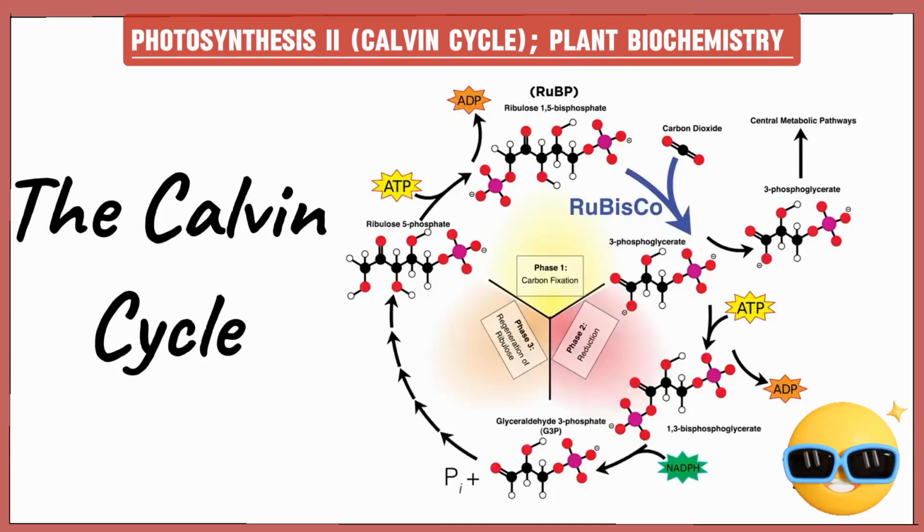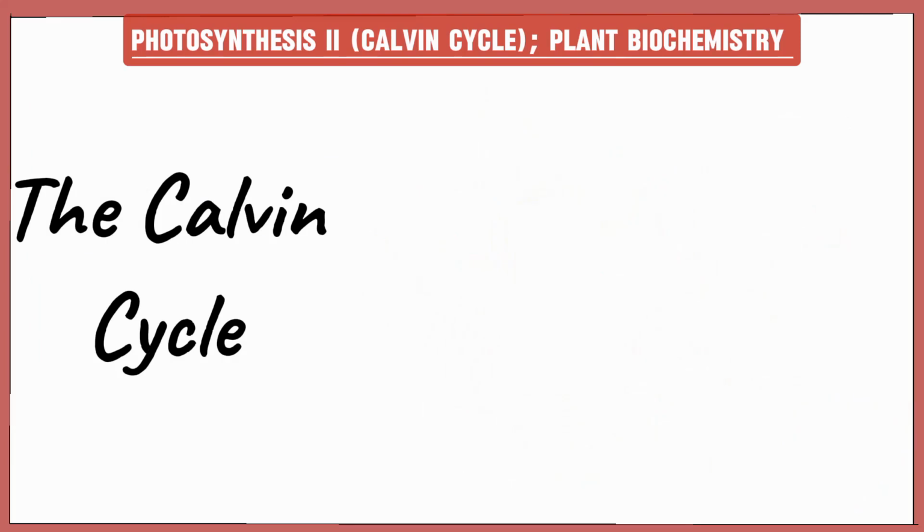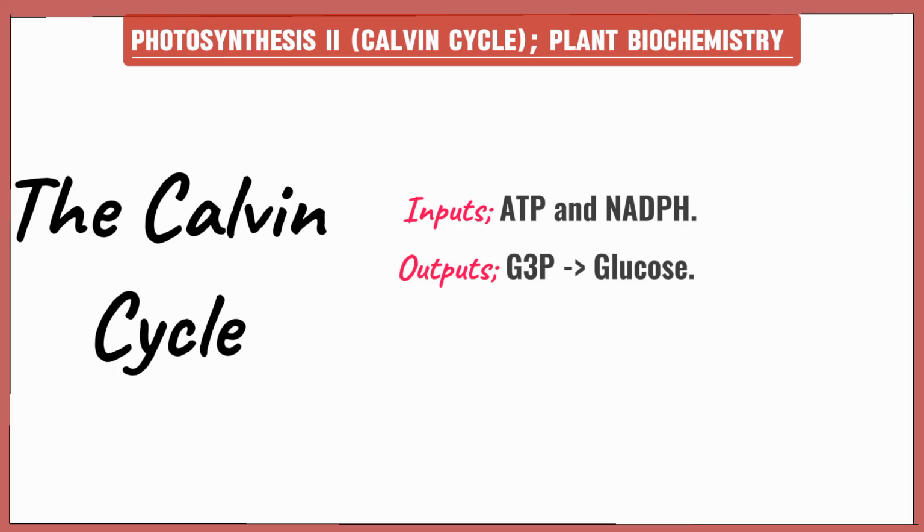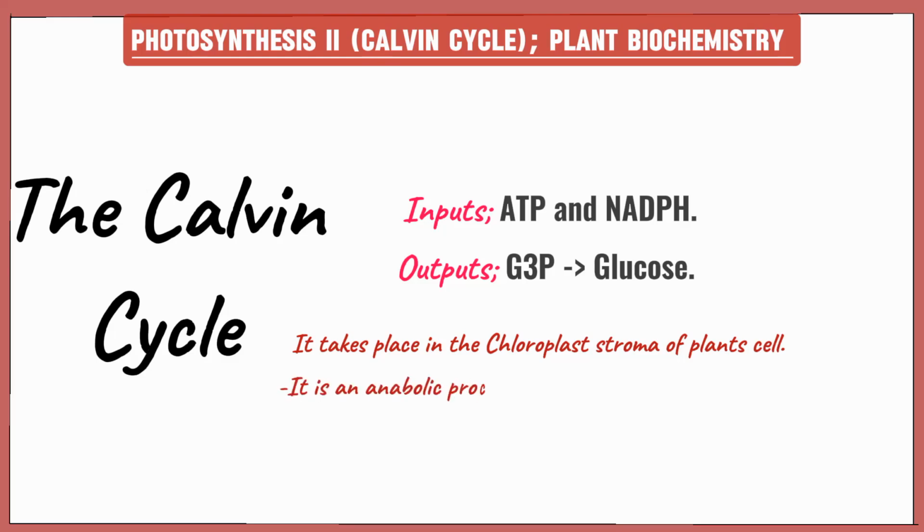the Calvin cycle. Now, in the Calvin cycle, the ATP and the NADPH formed in the phase 1 stage of photosynthesis are now used to synthesize organic molecules. Now, the Calvin cycle occurs in the stroma of the plant cell. Now, the Calvin cycle is an anabolic process and it also occurs now in 3 phases.